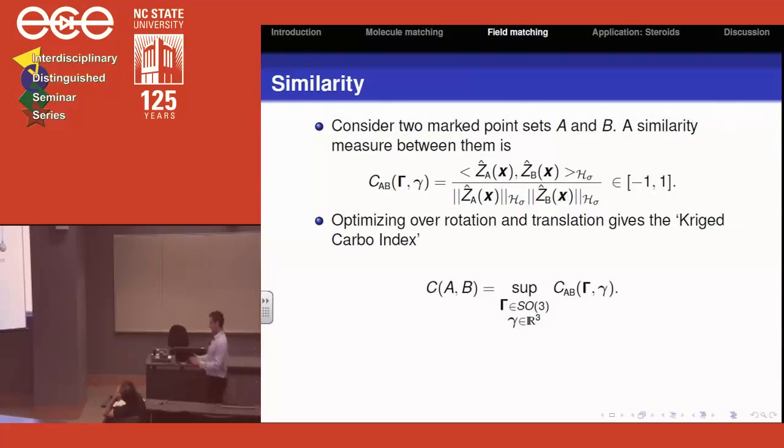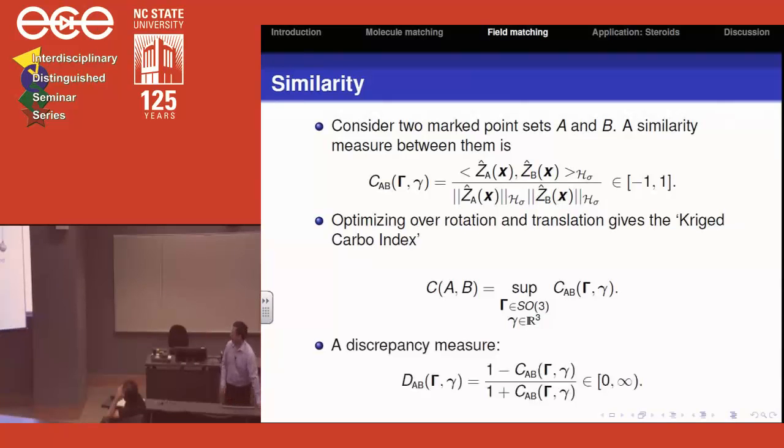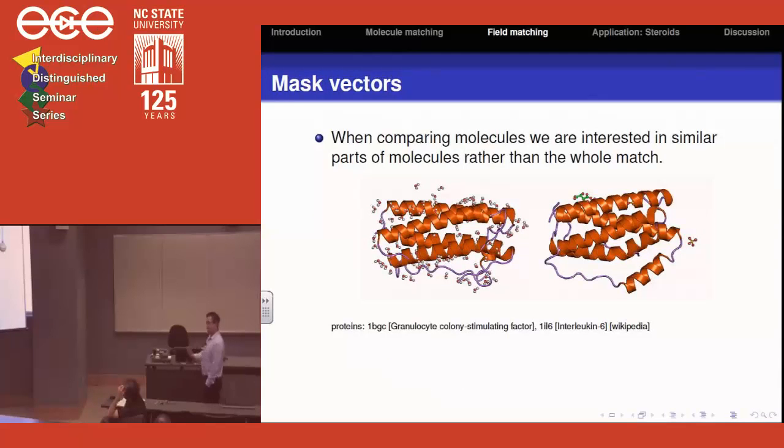And then to actually match the two up, I want to get the fields to match together in terms of rotation and translation as closely as possible. So that needs to be done. And instead of working with correlation, I could work with a discrepancy or distance, just transformed onto the positive real numbers. So that sounds promising. That sounds a good way to go.